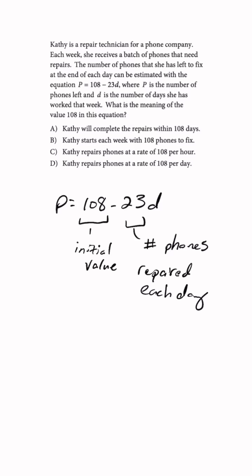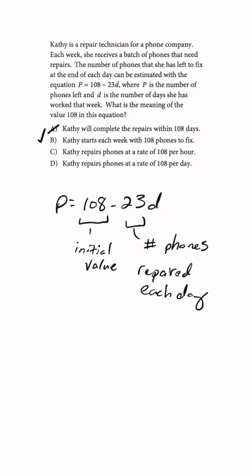So letter A says Kathy will complete the repairs within 108 days, and that is not true. We know that 108 is the initial value for this equation, so letter A is not correct. Letter B says Kathy starts each week with 108 phones to fix, and that's true. That's her initial value, and that's the amount of phones that she gets at the start of the week. So I'm going to put a check for now.